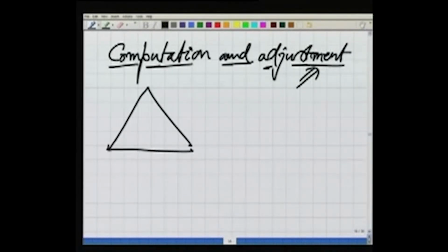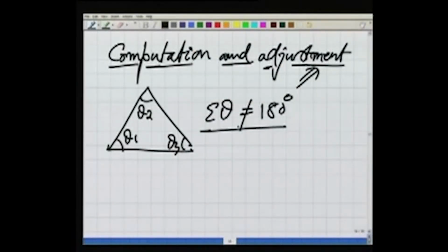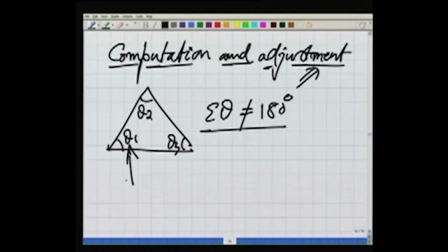Well, for a simple case, if there is a triangle for which we have observed theta 1, theta 2, theta 3, all these three have been observed. Obviously, sigma theta will not be equal to 180. We know it because all these observations will have some error. But the condition in the field says that sigma theta should be 180. So we try to adjust these errors. We try to find what is the amount of correction required for this angle, and for this angle, and for this angle.